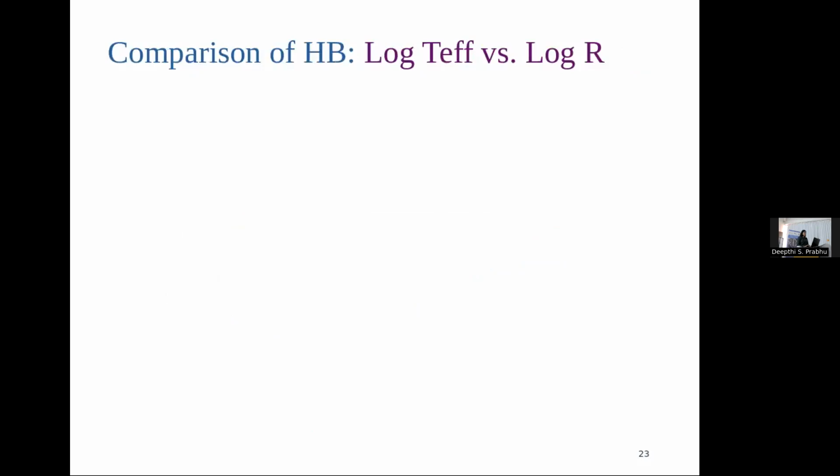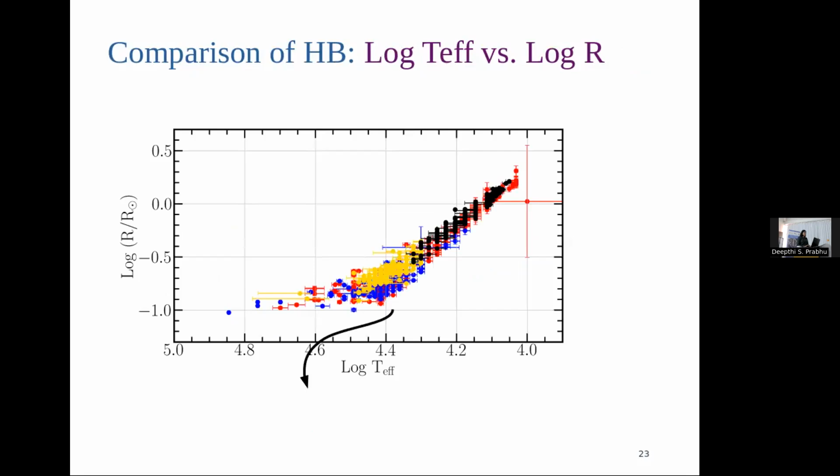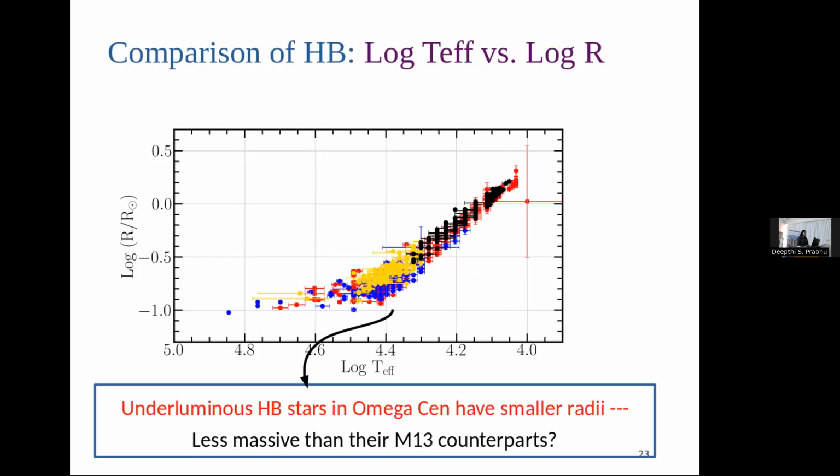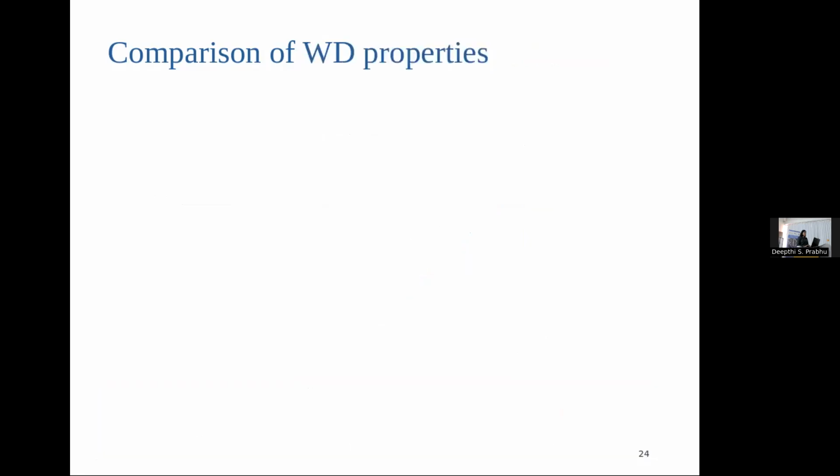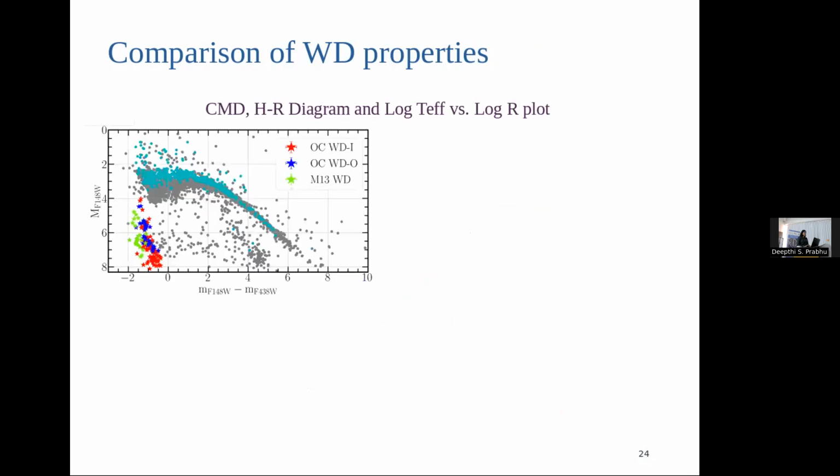So now we compare these two sources in these two clusters in the log L versus radius plane. Here we see that the underluminous stars in omega Cen have smaller radii, and they could be less massive compared to their M30 counterparts. But we are not sure, it needs to be probed further. So we compare the properties of white dwarfs in both these clusters.